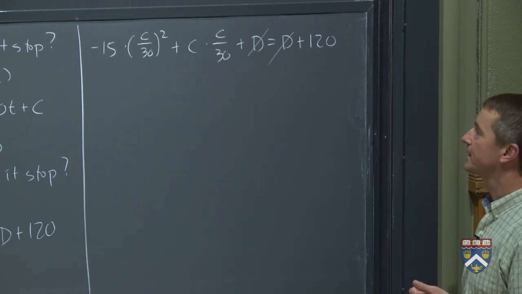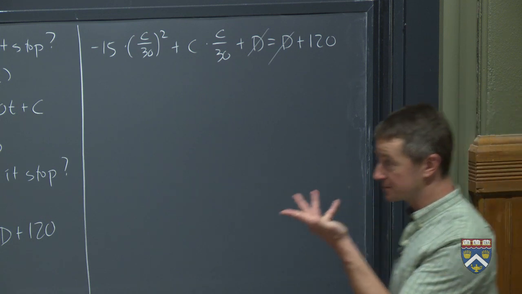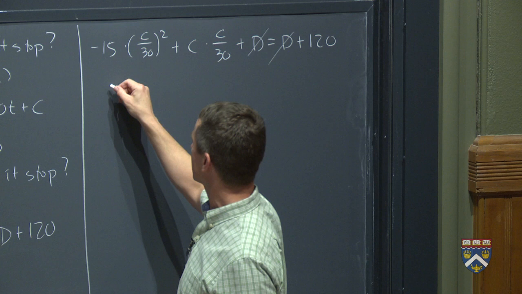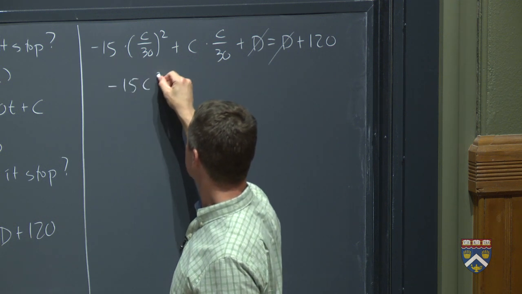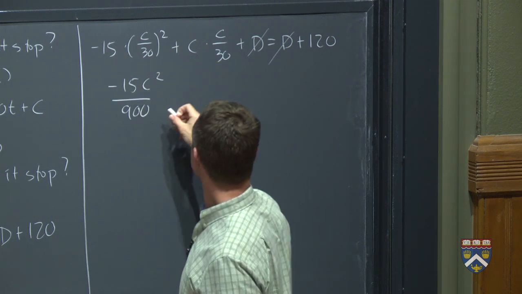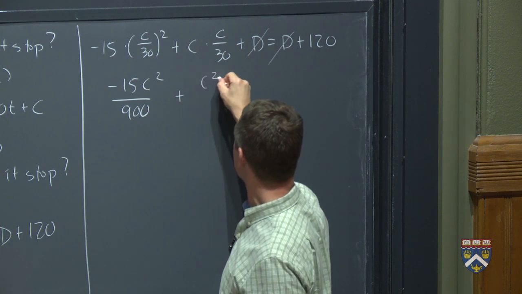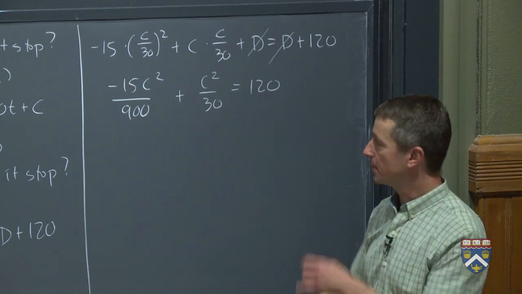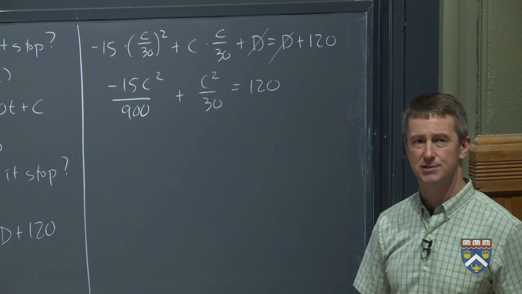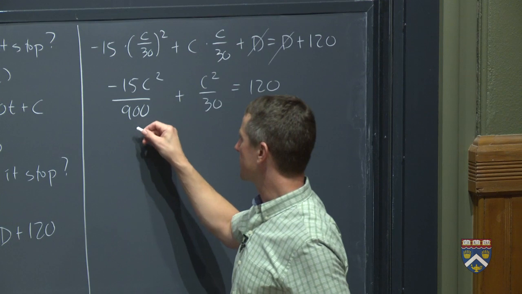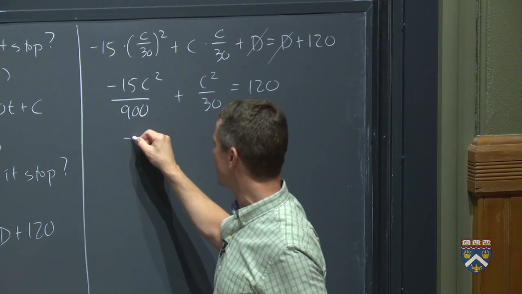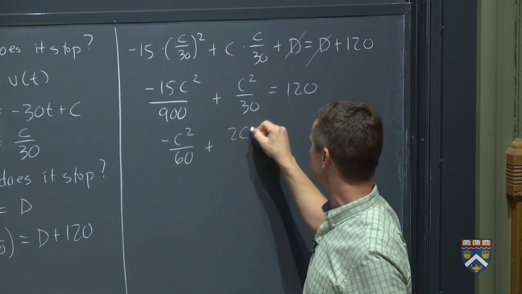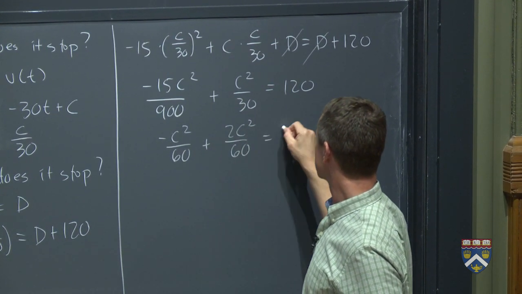All right. We're almost there. It's up to us to solve for what? For c. c is the number we want to find. So let's simplify this a little bit. We're going to get negative 15 c squared over 900 plus c squared over 30 equals 120. But 15 over 900 is just 1 over 60. So this is negative c squared over 60. If we want to get a common denominator, this is 2c squared over 60 equals 120.